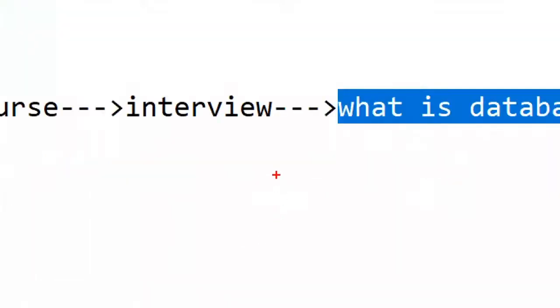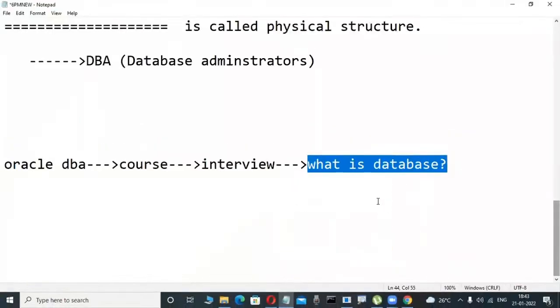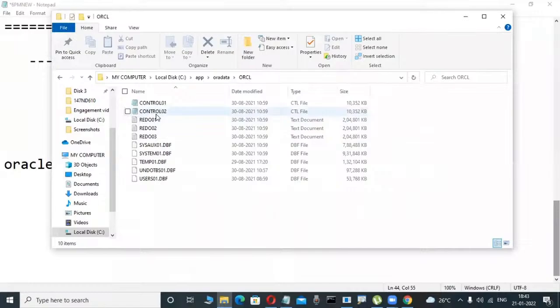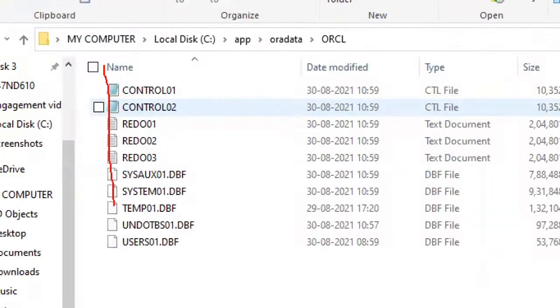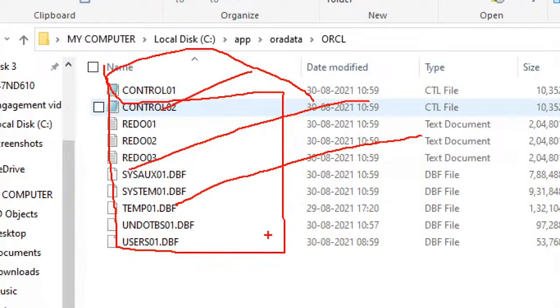Whenever I'm installing Oracle software, automatically some physical files are created on a disk that is visible. Observe here: data files, control files, redo log files are there or not. That's why, if you ask what a database is from a database administrator's view, it is a collection of data files, control files, and redo log files, and that is the original.